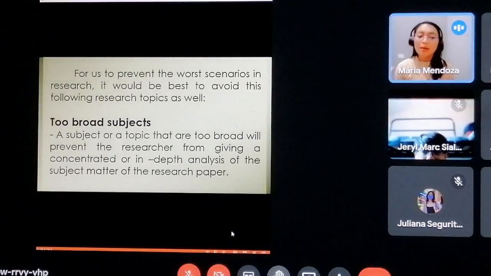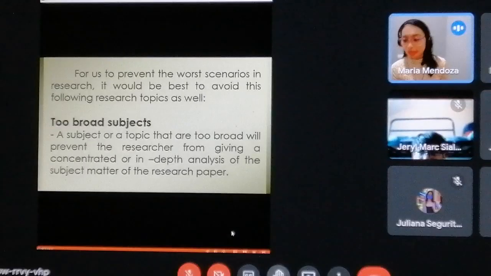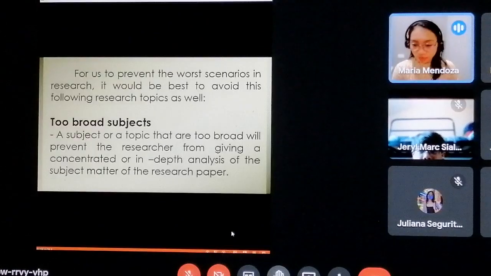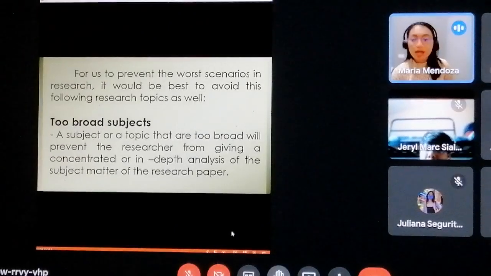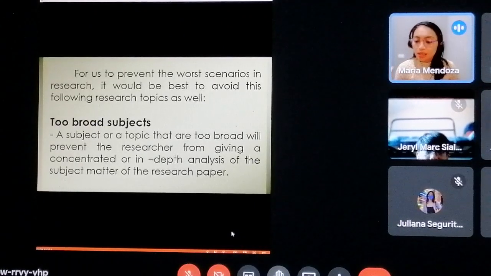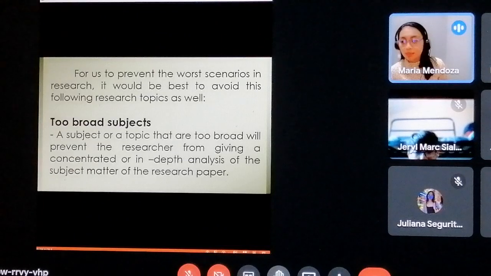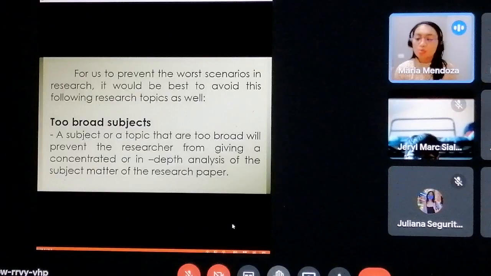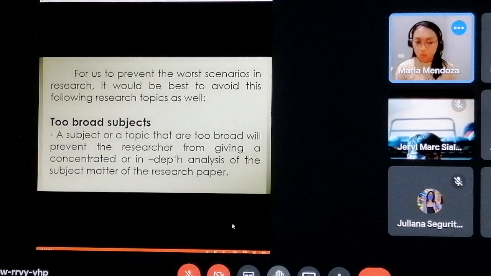Okay? As I said, be very specific. You don't have to tackle everything or every issue that you know. Okay? You have to focus only on the specific issues that you are curious about. Okay? But not because you are curious, you are going to study everything. Just focus on specific issues.